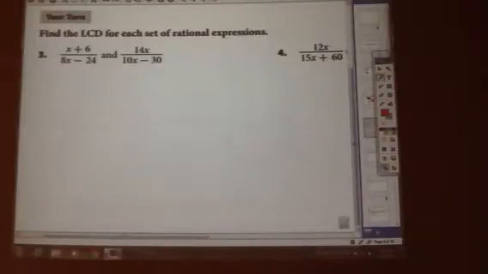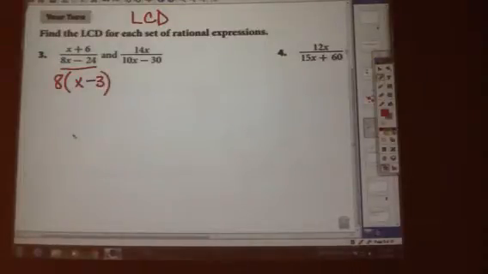So in problems 3 through 8 on your homework, we're only looking for the LCD. Now what's the LCD stand for? Least common denominator. So really all we're doing is looking at our denominators. Let's go ahead and take out what this has in common. What does this denominator have in common? 8. I would take that out, which would leave me what?